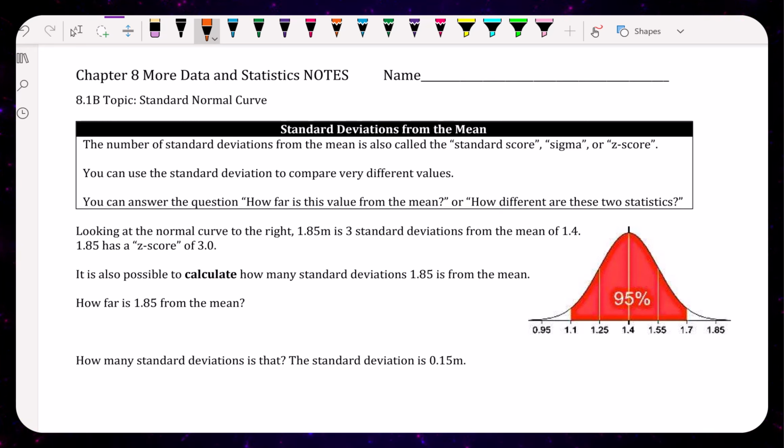Hello everyone, this is the video for topic 8.1b. We're going to talk about the standard normal curve. We are going to revisit the normal distribution, but this time we are going to standardize it.